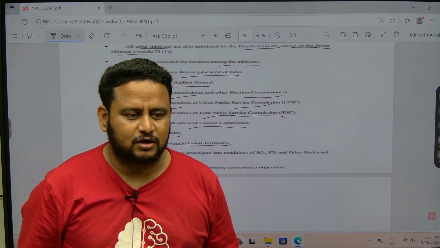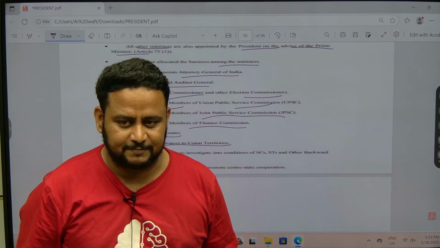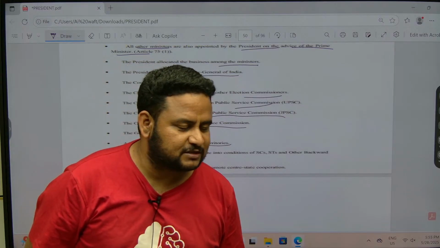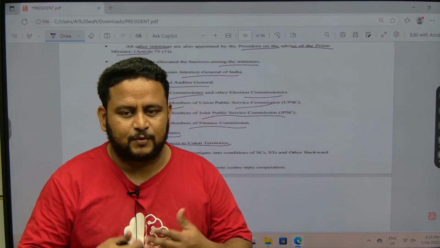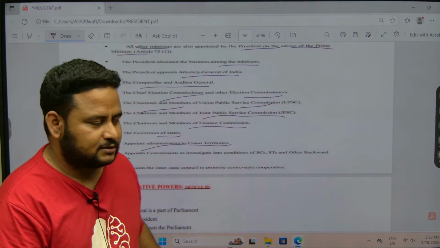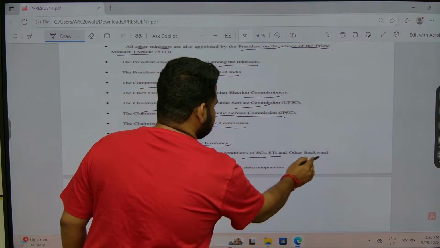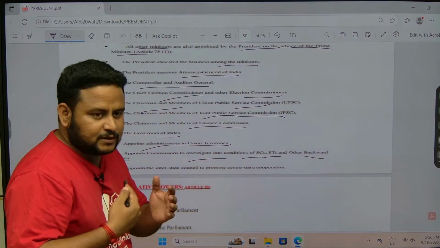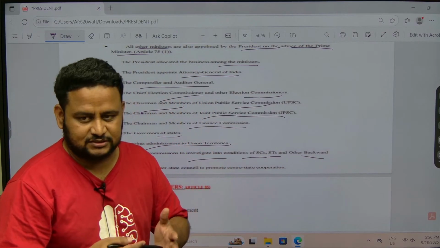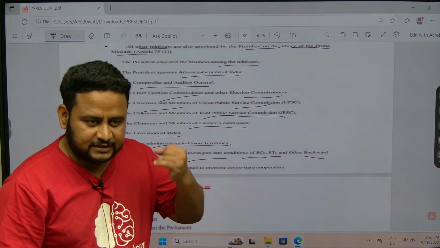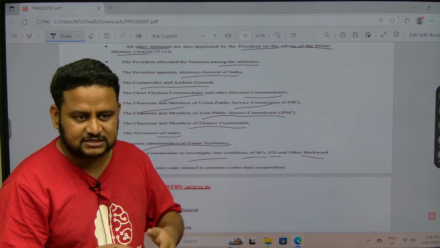Okay, but union government, it is not that the prime minister will appoint them. Prime minister will have such and such a person should be appointed. It is appointed through the president. Got it? Next thing, appoints the commission to investigate into conditions of SC, ST and other backward classes. That is periodic review of the economic and social conditions of SCs, STs and other backward classes.